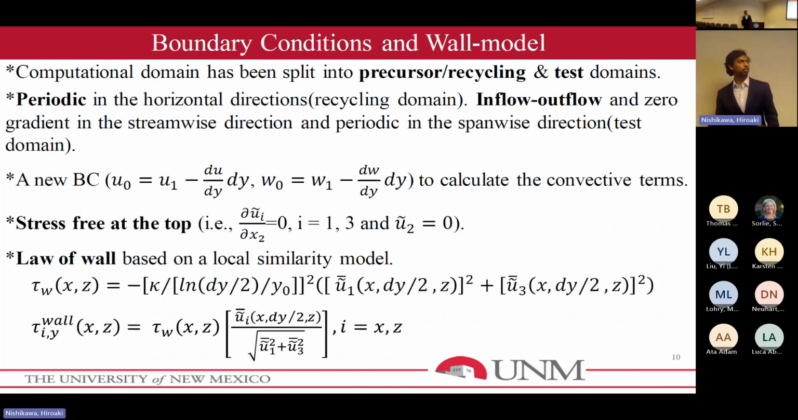Since it's LES and doesn't resolve the viscous layer, we used the law of the wall based on the similarity law. And since we need to apply this wall stress in both directions, we split it in this manner.